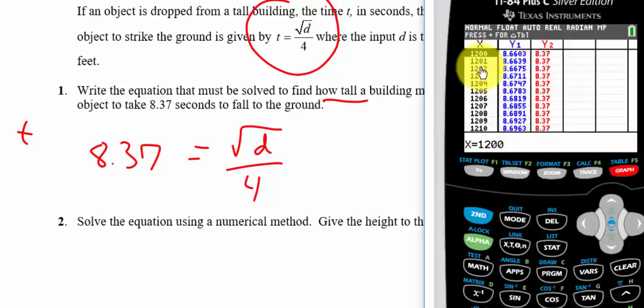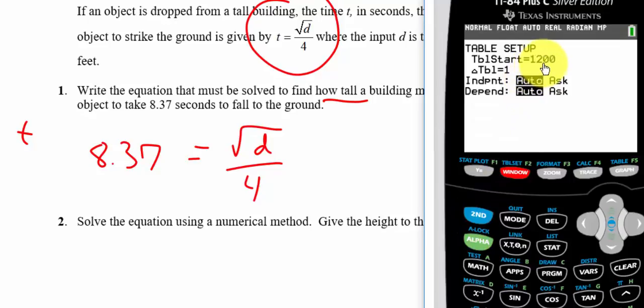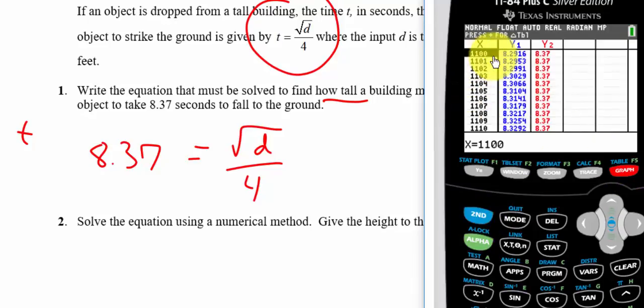So I'm going to take one more stab. I'm going to press second and window, and instead of 1200, I'll use 1100. I press second and graph. And you see, 1100, we're at 8.29. We need to get to 8.37. So it's close enough. If I press the down arrow, you'll see we're at 8.32, 8.33. We need to get to 8.37. So you're going to hear me repeatedly clicking the down arrow until this becomes 8.37. And there it is. Uh-oh, I hit the button too many times.